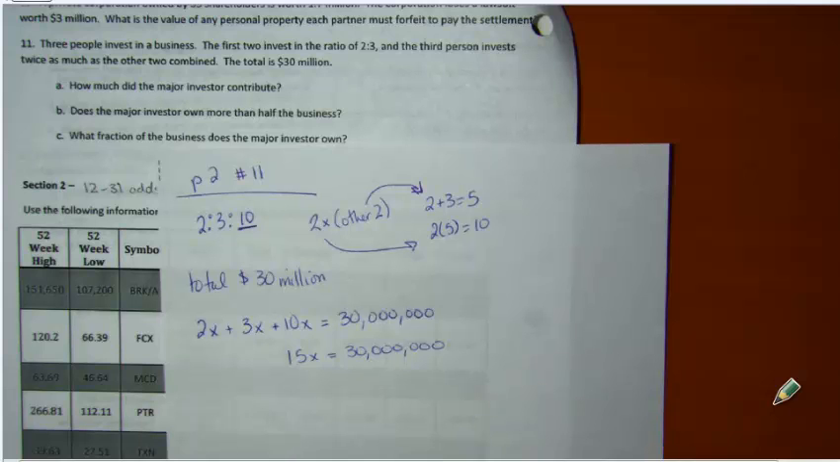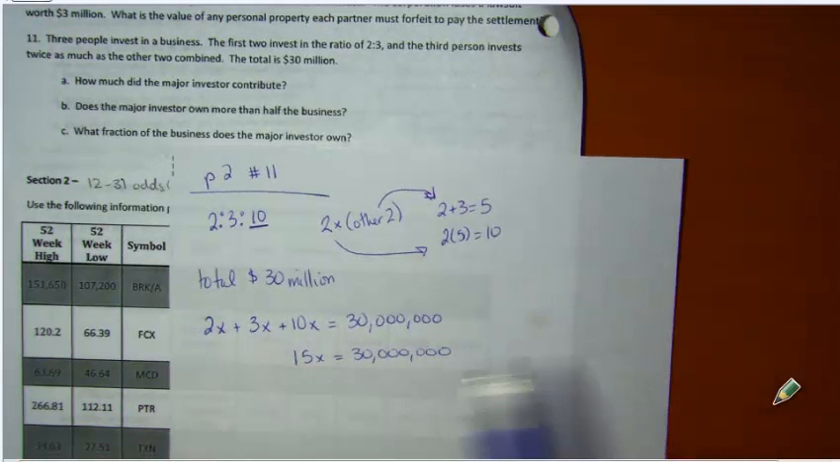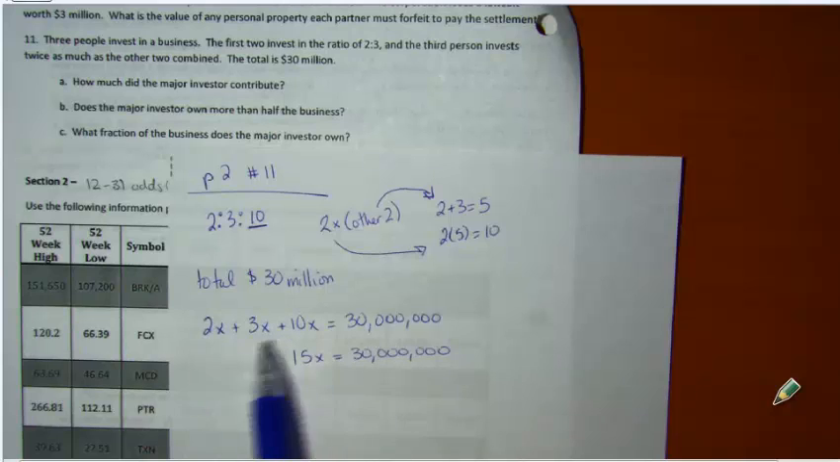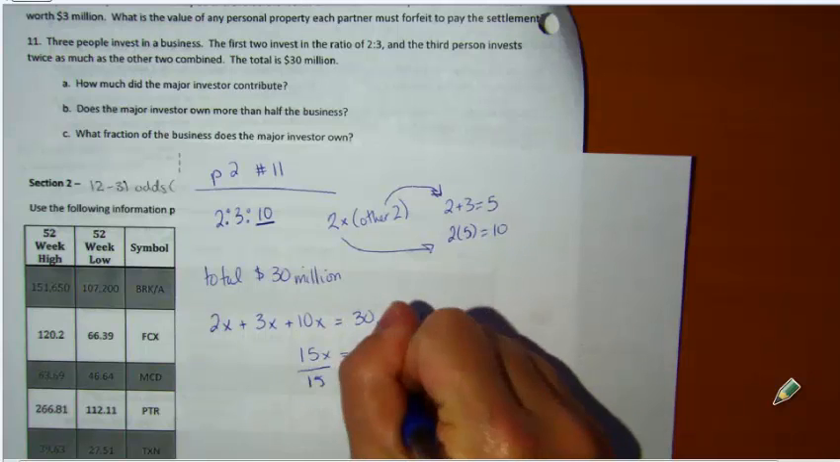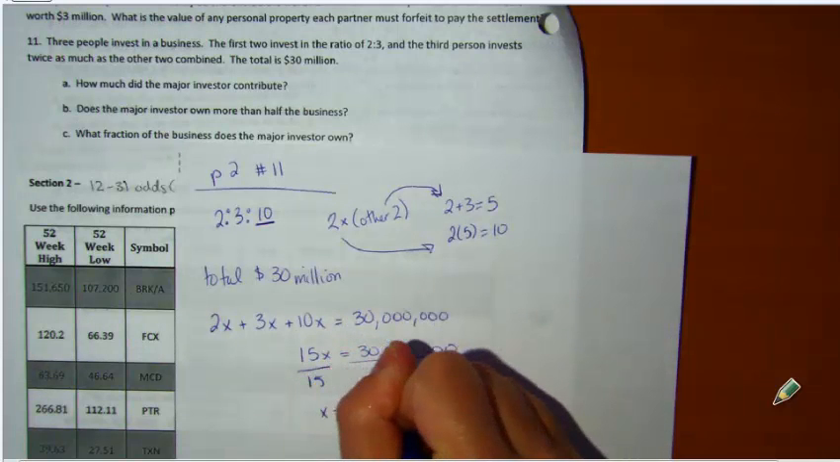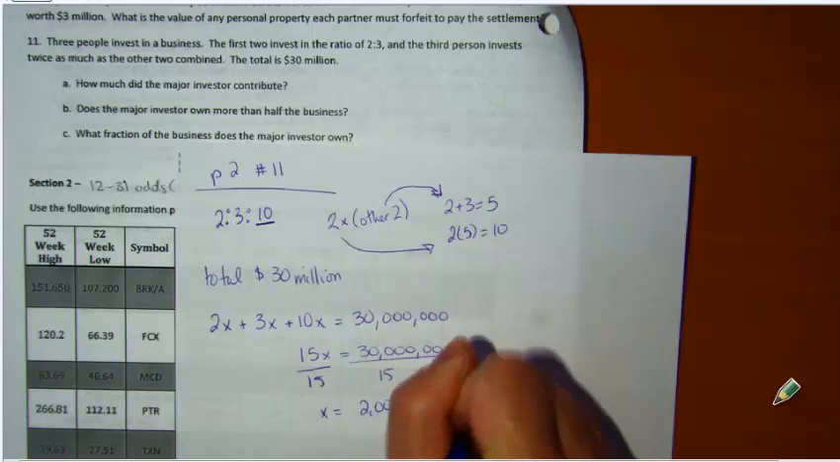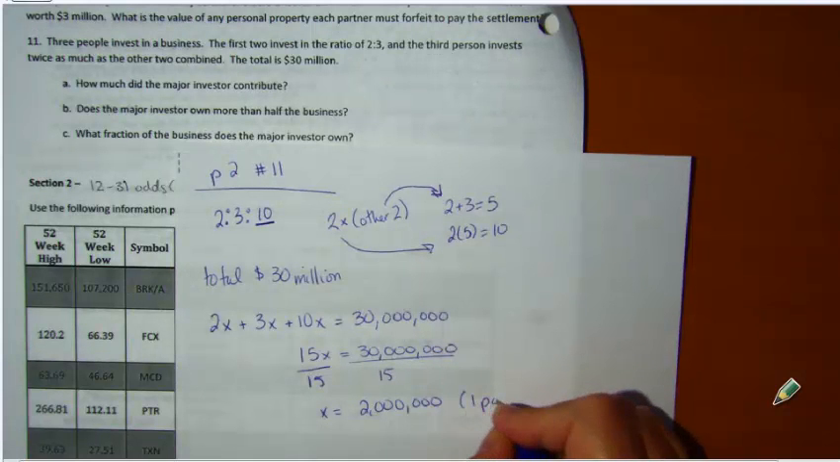So 15, when you add all the investors together, all three of them, one's got 2 parts, one's got 3 parts, one's got 10 parts, so there's 15 parts altogether. So divide both sides by 15, and x is going to be 2 million. So this is one part of the business that's worth 2 million.